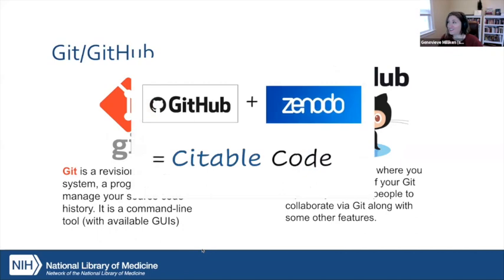Also, Git and Zenodo do have a link. If you have any type of publication, you can submit your GitHub link to Zenodo. It creates a copy of it, and that is what you can use to cite your code. So you're citing a specific version, at the time and place of your publication, which is really helpful.